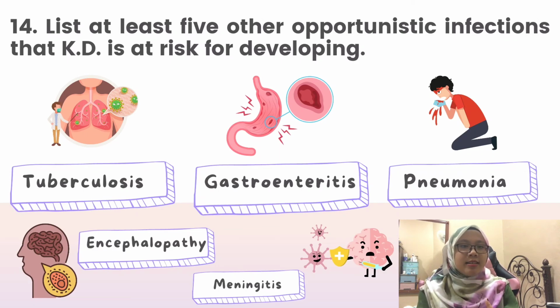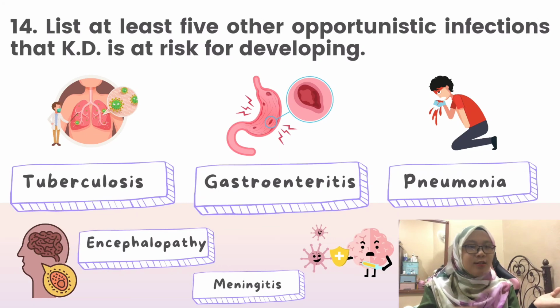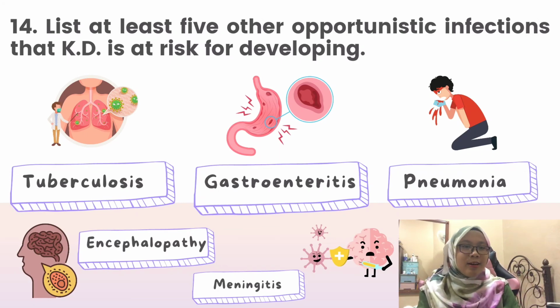Tuberculosis is a disease caused by a bacterium called Mycobacterium tuberculosis that is spread from person to person through the air and is one of the leading causes of death among people with HIV. Gastroenteritis is a condition that causes diarrhea and vomiting caused by bacteria such as Salmonella enteritidis and Campylobacter jejuni.